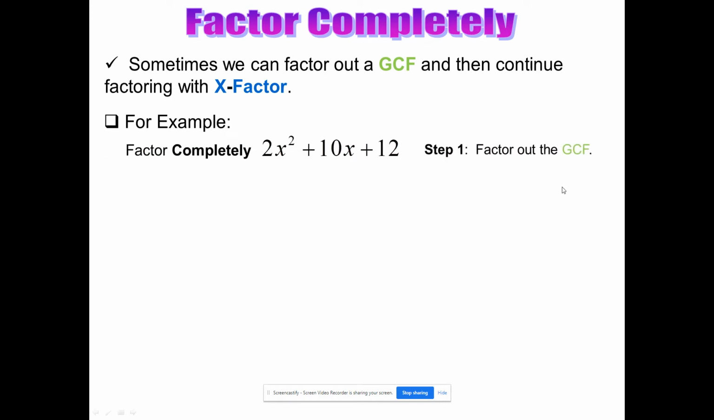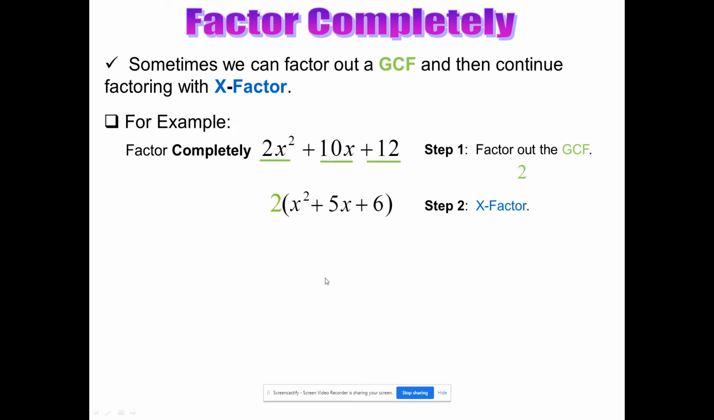Okay, so step one is to factor out the GCF. And looking at all three terms, we can factor out a 2. Okay, so I'm going to go ahead and factor out a 2. So remember, when you factor out a 2, you're actually dividing each of these terms by 2. So if I divide that by 2, I get x squared. If I divide that by 2, I get 5 with an x. And if I divide that by 2, I get 6.